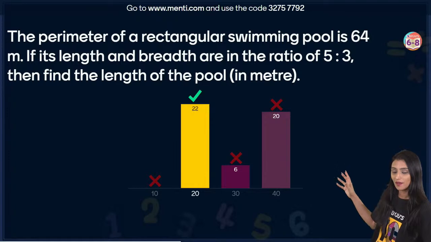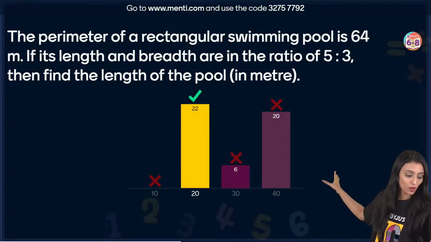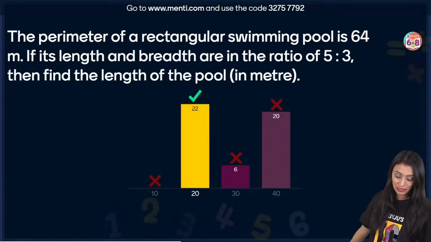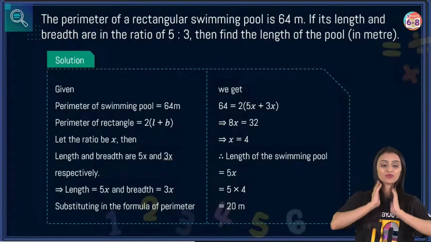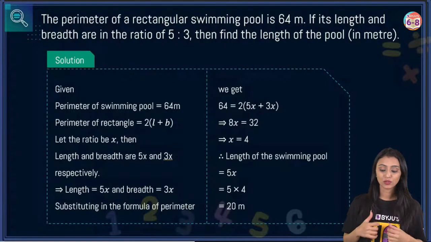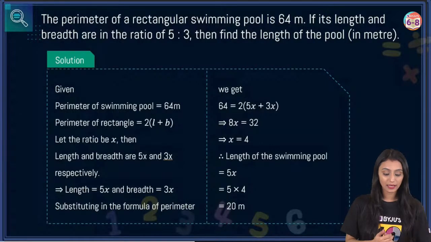I know. From the student's perspective, if I talk about word problems, this is where we mostly get stuck. Okay, let's take a look at the result. You can just cross-check what you have solved. Length of the pool. We don't know what the length is, but we know the ratio of length and breadth. Let's assume that the ratio be x. So length and breadth are going to be 5x and 3x. Perimeter for the entire rectangular swimming pool is 64.